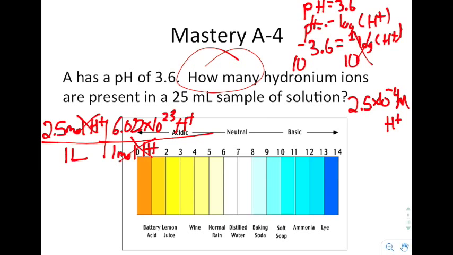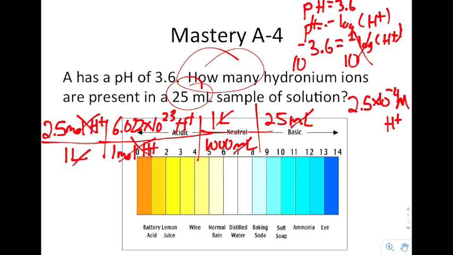The problem is I don't have 1 liter, so I need to take into account the sample. I have a 25 ml sample, so I'd say 1 liter is 1,000 mL, and then finally I'd multiply it by 25 milliliters. Milliliters cancel out, liters cancel out, and I'm left with just the number of hydronium ions. When you multiply 2.5 times 10 to the minus 4th times Avogadro's number times 25, and then don't forget to divide by that 1,000, you end up with a pretty large number, about 3.8 times 10 to the 18th hydronium ions. Now notice how I didn't put brackets around it because it's not a concentration anymore. It is an actual number of hydronium ions.